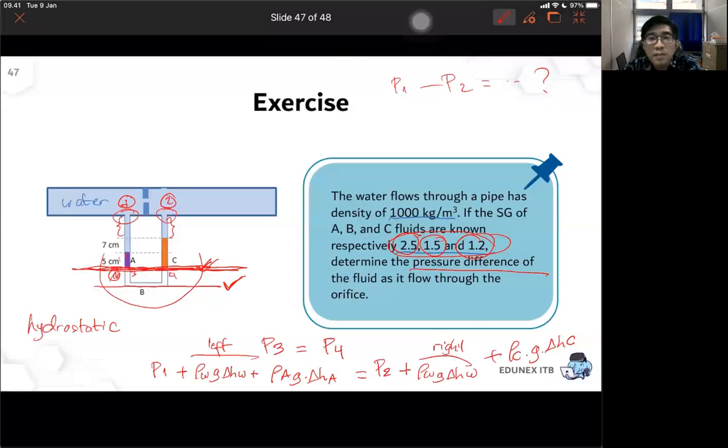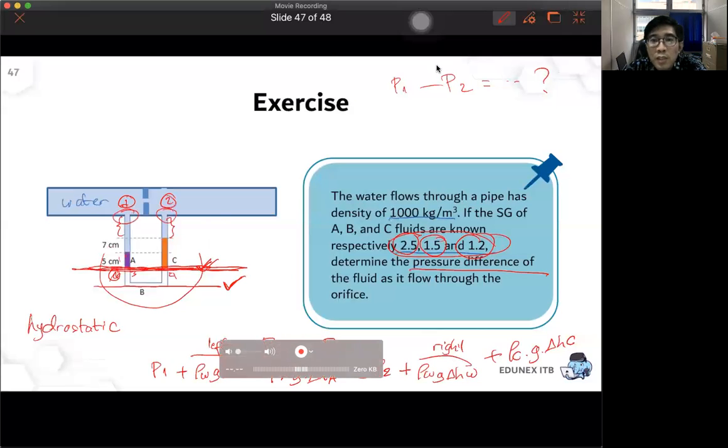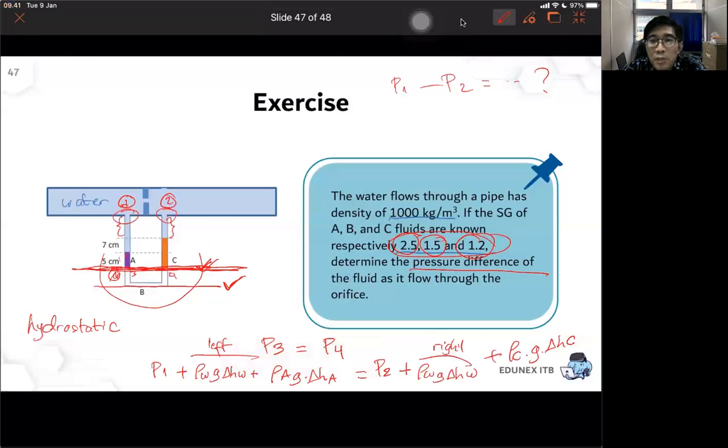Any other question? Okay, if not, then we will move to slide number 5. I'll stop the recording first.